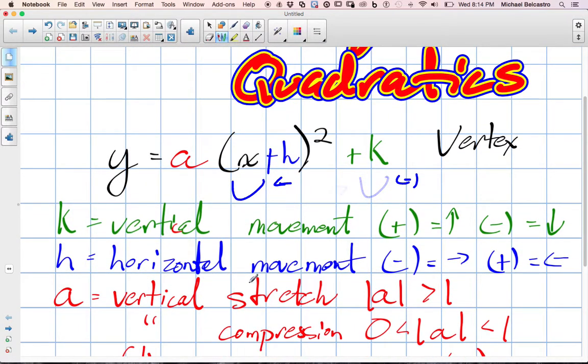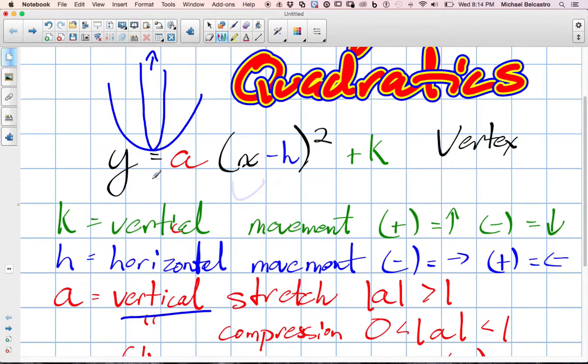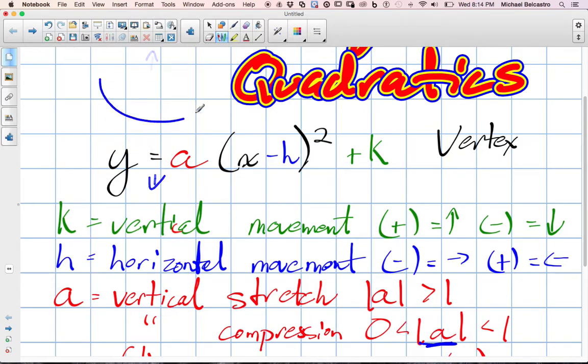And then a is a vertical stretch. When they talk about vertical, that means it gets pulled from the top and the bottom. Think of it like an elastic band being pulled, so it kind of comes inwards. And if the absolute value of a is between 0 and 1, the original parabola gets much wider. Think of it like it's being crushed from the top and the bottom like an elastic band. So that's what they mean by compression.